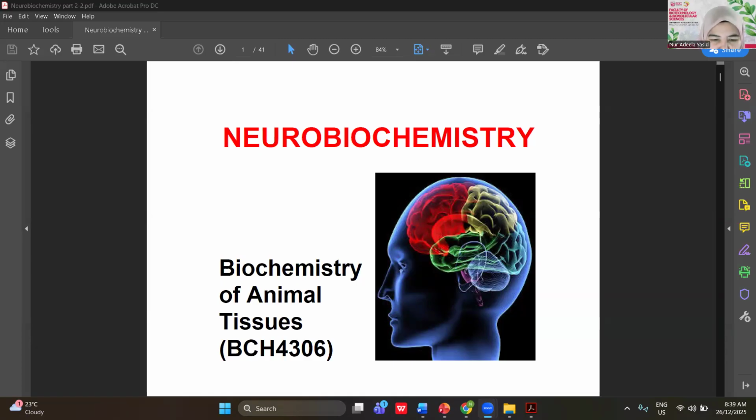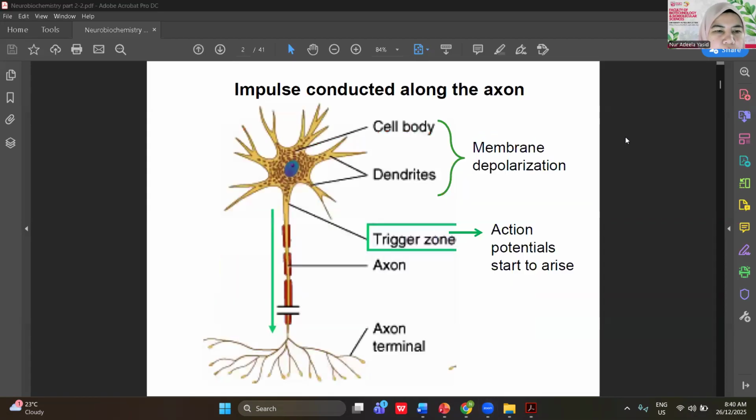So we are going to continue on our topic from Neurobiochemistry. This is part 2 of the topic. We are going to discuss the process of nerve impulse conduction along a neuron. We are going to highlight key components involved in the generation and propagation of an action potential.